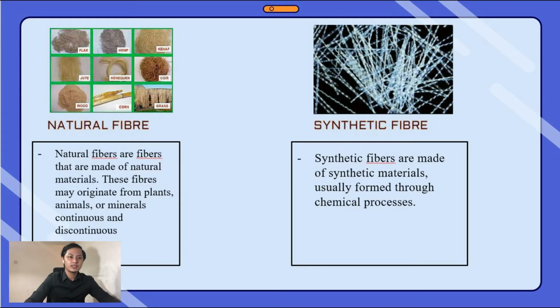Synthetic fibers are made of synthetic material usually formed through a chemical process. The fibers are generally extracted during the chemical process using a spinneret, which is a device that takes polymers to form fiber. The textile industry began creating synthetic fiber as a cheaper and more easily mass-produced alternative to natural fiber.